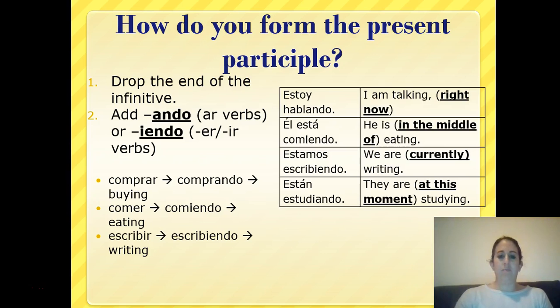There are some good examples. Estoy hablando, I am talking right now. Él está comiendo, he is eating or he's in the middle of eating. Estamos escribiendo, we are currently writing. Están estudiando, they are studying at this moment.